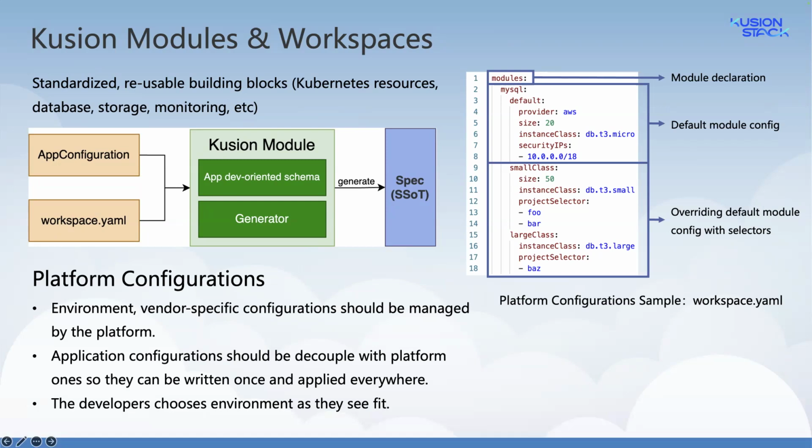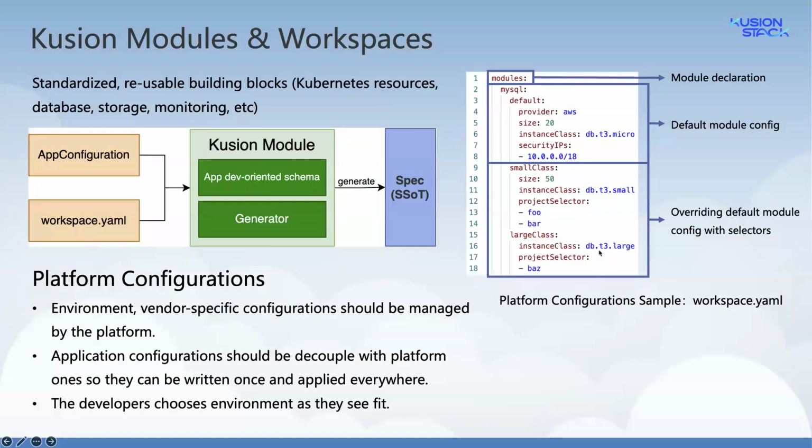So the platform engineers manage these platform configurations. In Kusion's terms, this is called a workspace configuration. They usually represent a set of default values. Like in this example, in the top right corner, we see the MySQL module has a default module config for a size of 20 gigs and an instance class of db.t3.micro. And for a specific set of applications that want to override that behavior, you can also define overriding configs. But that's a little bit of an advanced use case. We won't be covering that today in the demo.